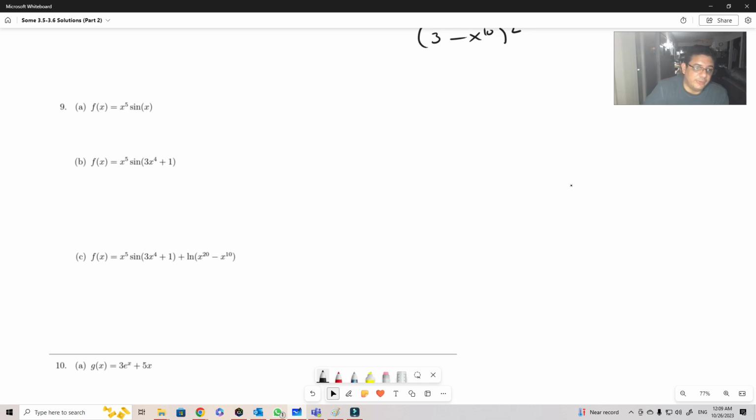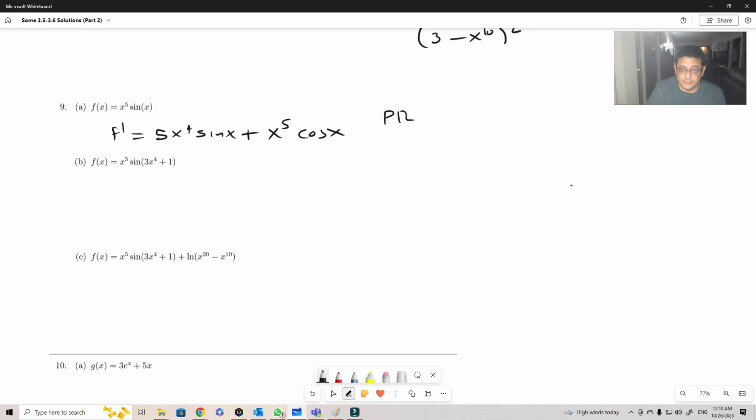Now for the next one, we have a product of the power x to the 5 times sine of x, so f prime will be 5x to the 4 sine of x plus x to the 5 cosine of x, and that's it. This is a very simple one, and this is a very simple product rule.